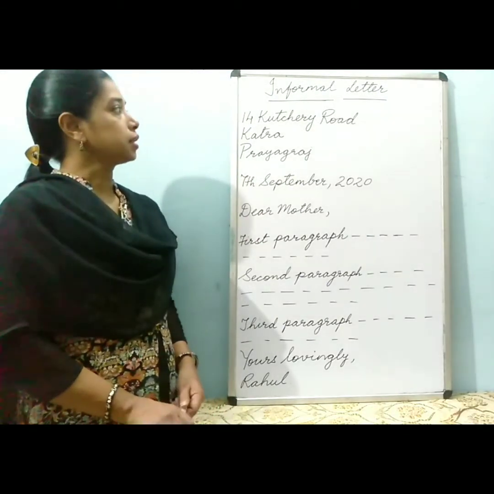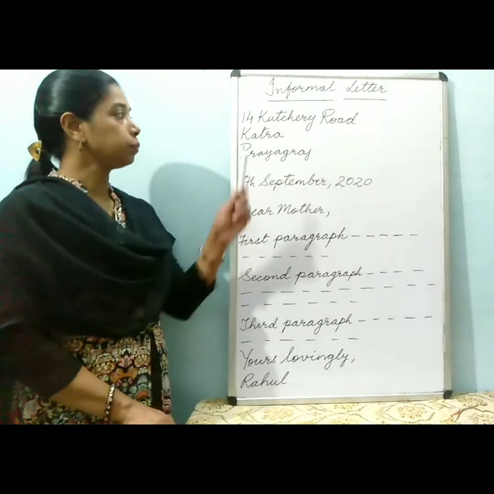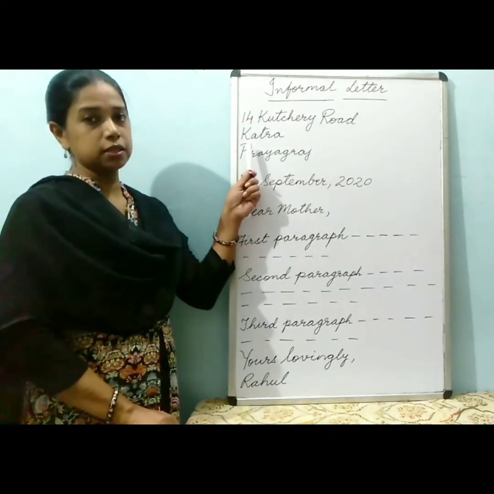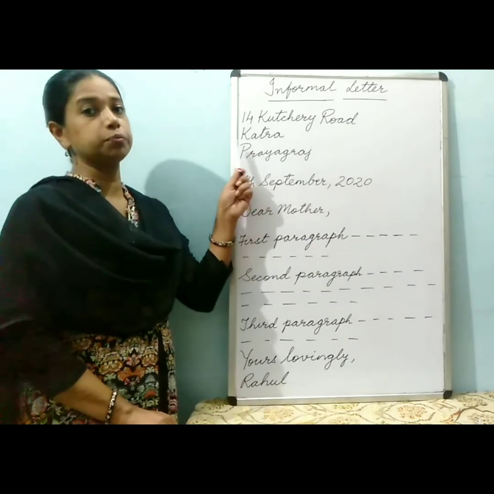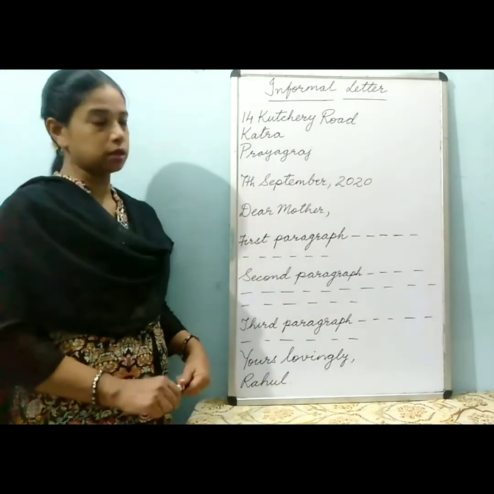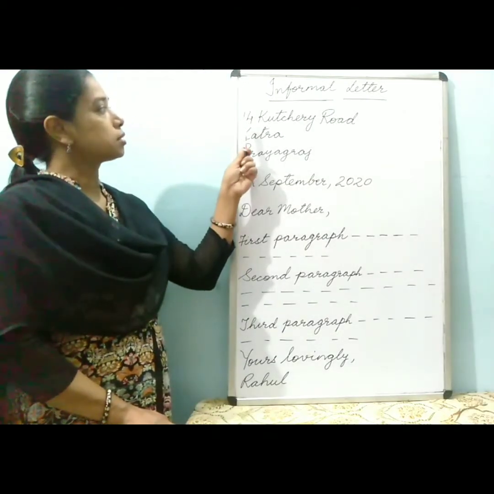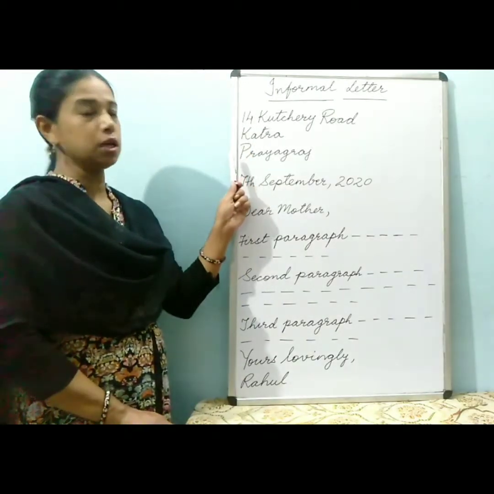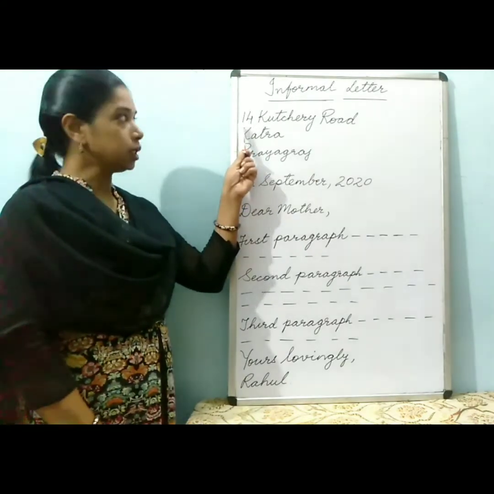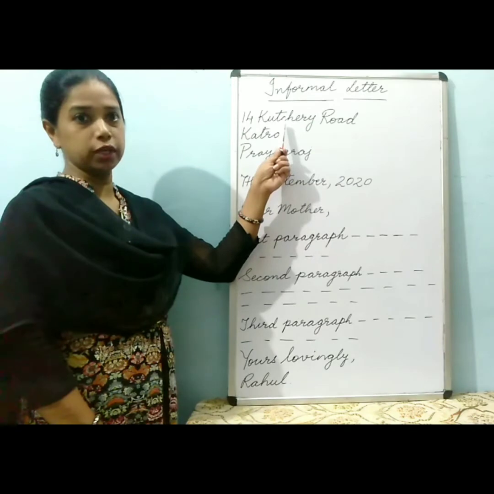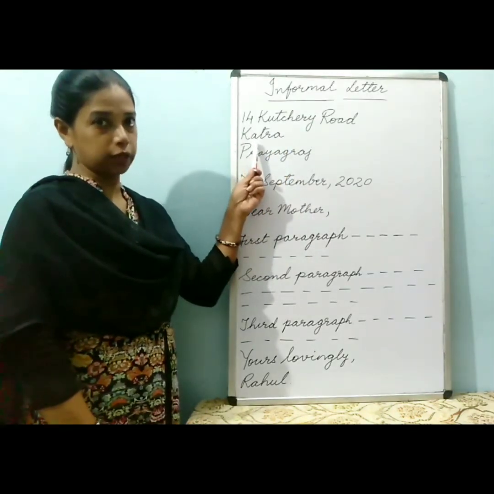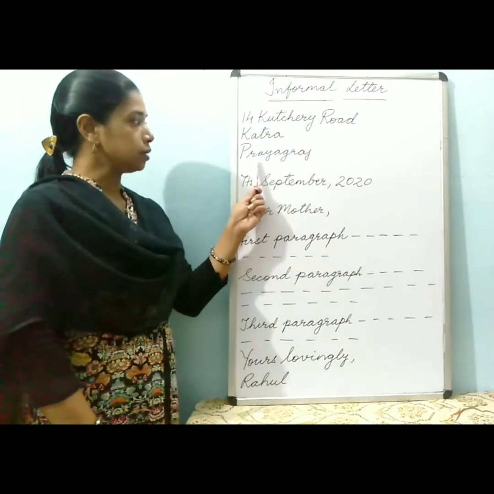So the first thing that we start with is on top, we will write the sender's address. Sender's address is the address of the person who is sending the letter, that is your address. So you will write your address in a straight line next to the margin. First you will write the house number or building number, then the street or road name, then the next line you will write the name of the area or locality, and in the next line you will write the name of the city.